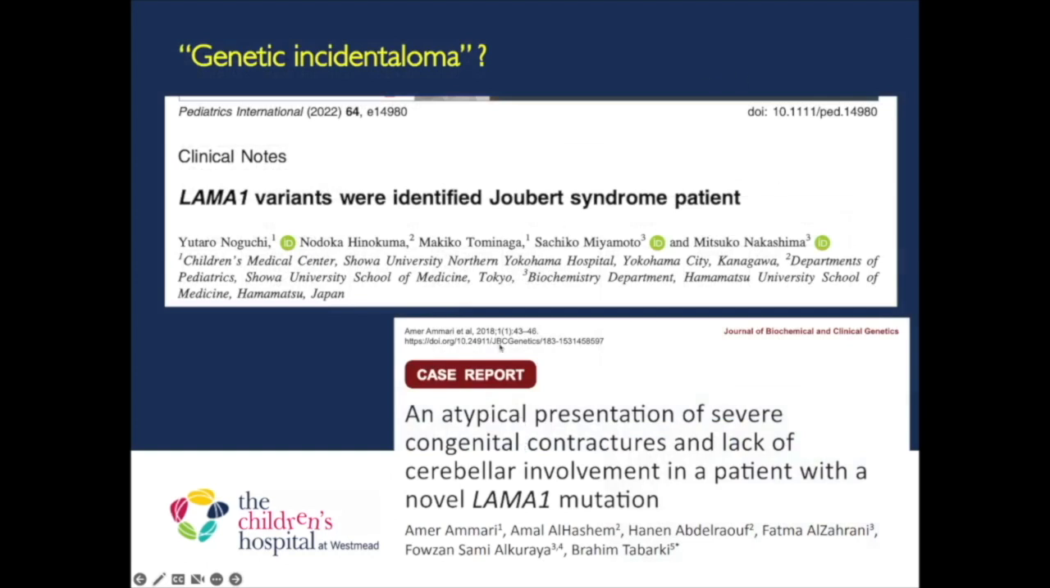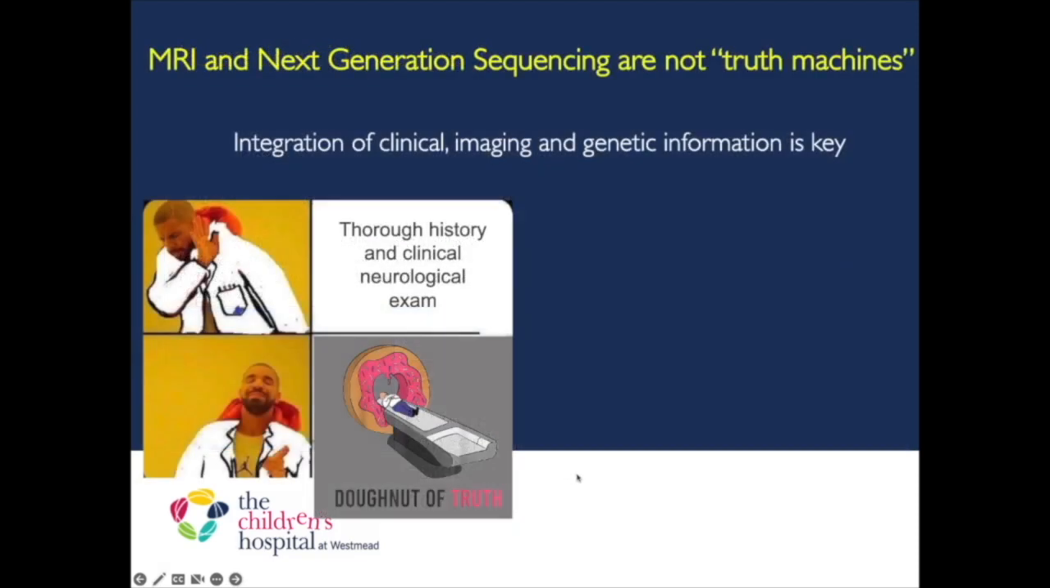And when I showed this to Dr. Boltshauser, he showed me these two papers and said, LAMA1 variants have been found in a range of other conditions where the causality is very unlikely. For example, these examples of Joubert syndrome, and also a patient with congenital contractures and no cerebellar abnormality at all. So I guess the final point that I want to make here is that unlike Drake, the Canadian hip-hop artist, we shouldn't neglect the clinical history and neurological exam in favor of the donut of truth.